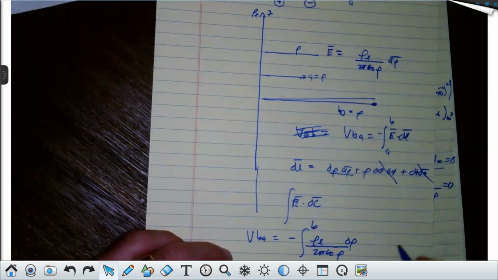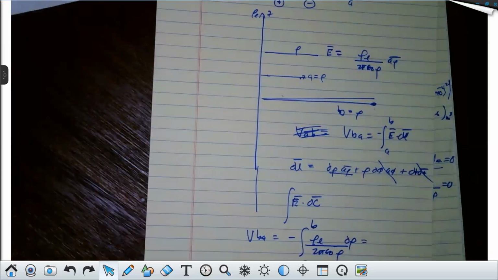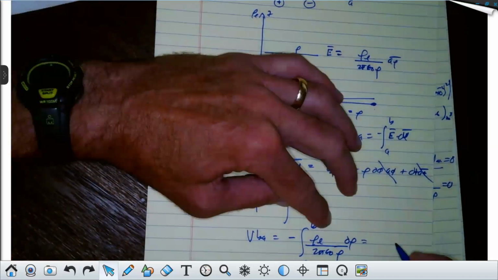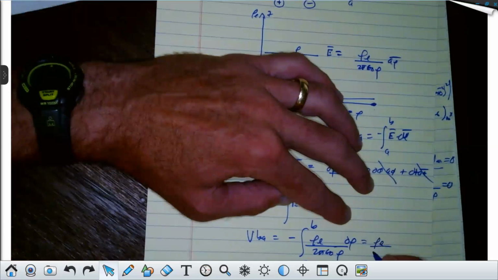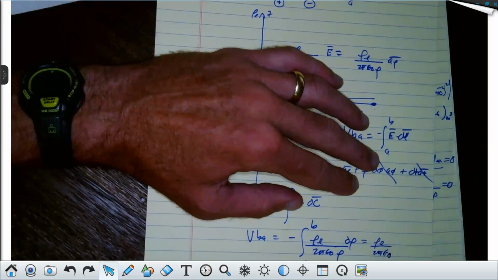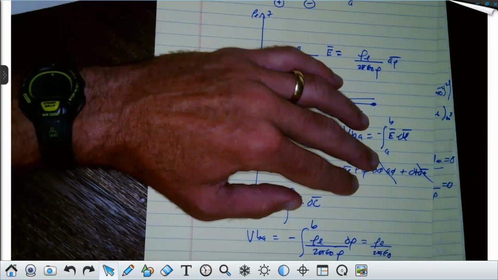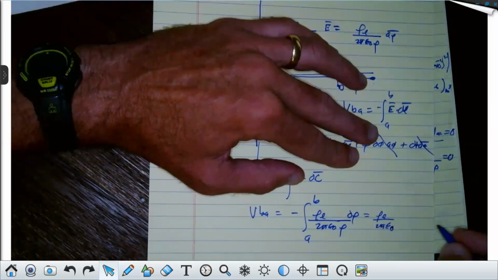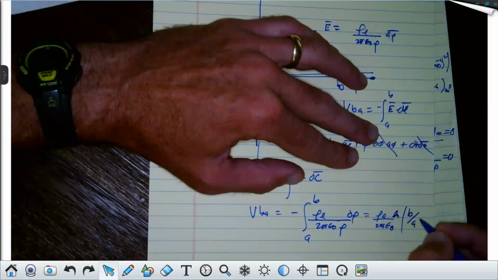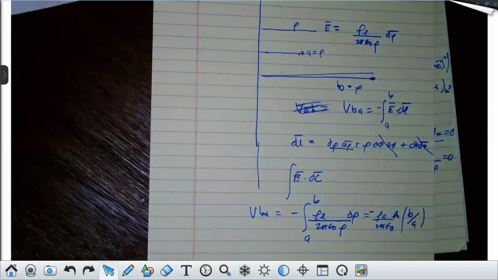Now, when you do this integration, what do you end up with? Anybody? Well, you get rho L over 2 pi epsilon naught, right? And then what's the integral of 1 over rho, d rho? Anybody? What's the integral of 1 over x dx? Anybody? Natural log of rho. And so it'd be the natural log, and it would be the upper, which would be b over a, and there would be a minus sign. Now that's how you get the voltage between those 2 points.